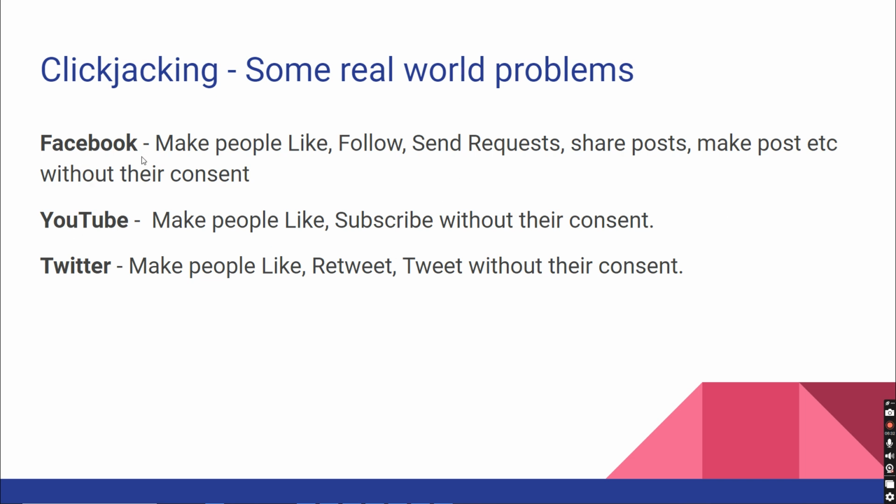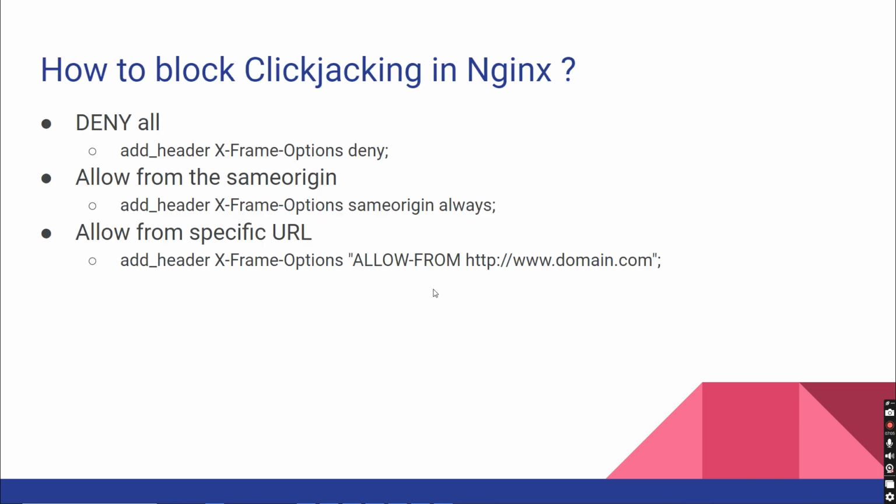So this I have already explained. If Facebook is vulnerable to this, attackers can make people like, follow, send requests, share posts, make posts, etc., without the original user's consent. On YouTube, attackers can make people like, subscribe, etc., without their consent. On Twitter, we can make people like, retweet, tweet, etc., without their consent. These are real-world problems. It was there, now it is not there. So what we are trying to achieve is, we don't want your name in this list.